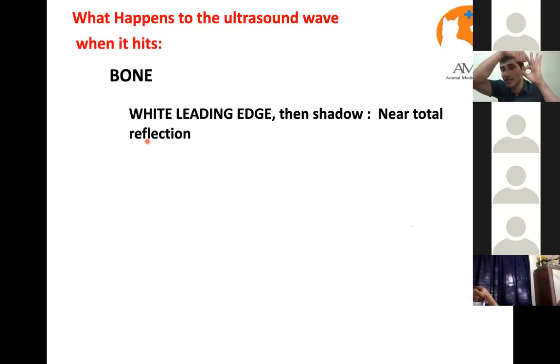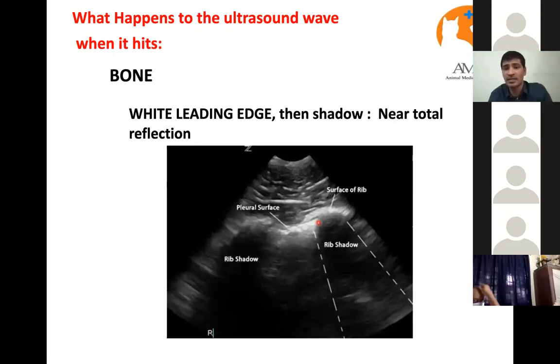We just see the edge, because from this edge, no sound wave is going through. If it is not going down, it's not making any image. So now you can see here, this is the surface of the rib. But rib is not of this size. Maybe rib is of this size, all this size.